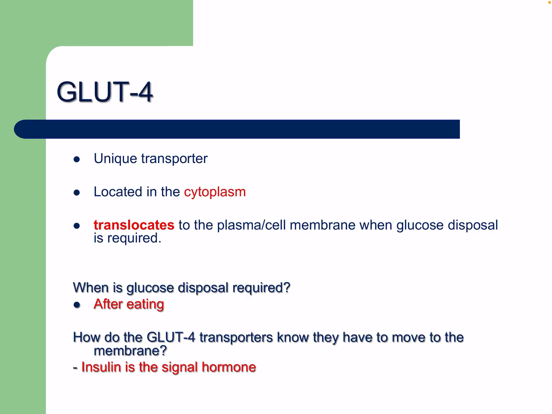So GLUT4 is a unique transporter that is located in the cytoplasm. GLUT4 translocates to the plasma membrane when glucose disposal is required. This occurs mainly after eating, so we have that spike in glucose after eating food. So GLUT4 transporters know they have to move to the membrane due to insulin. So insulin is essentially the signaling hormone for GLUT4.